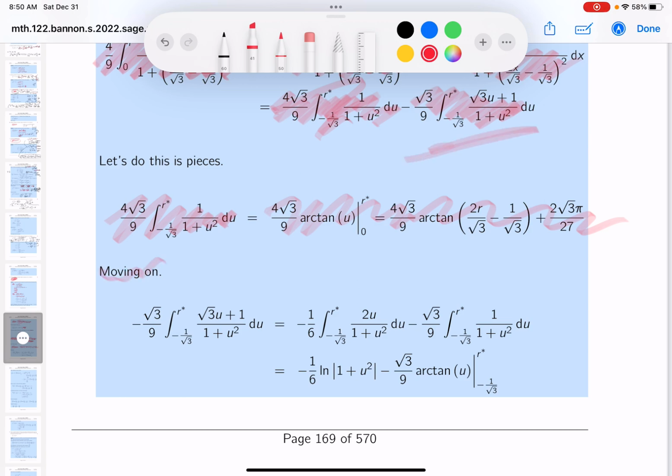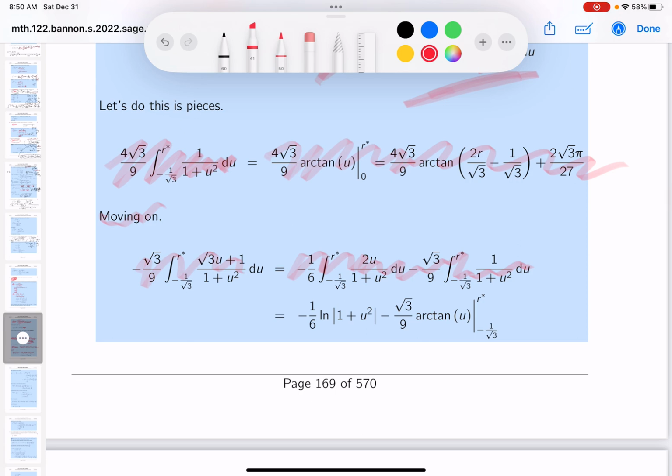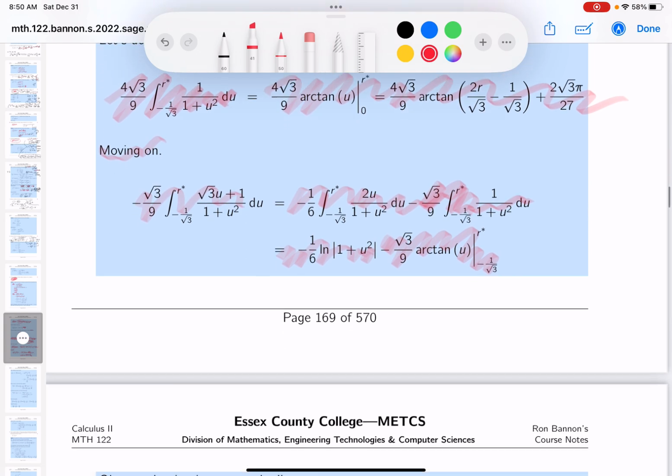Moving on to this guy over here, a little more trouble though, but you can do it. What do you do? You split it into two, where the second guy is relatively simple to do, and the first guy is also relatively simple to do. You may have to do another u substitution to do it, or maybe a v substitution at some point, but you'll be able to get there.